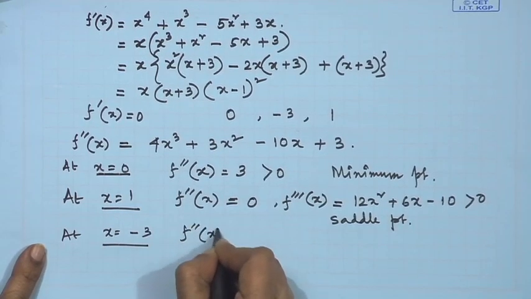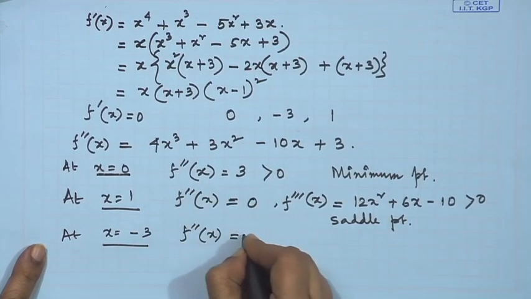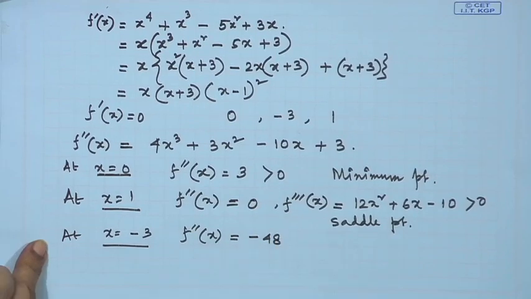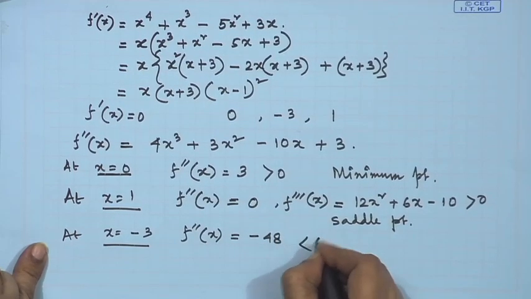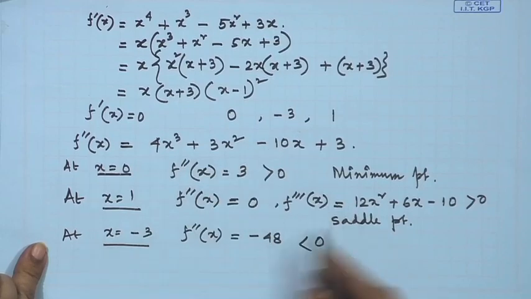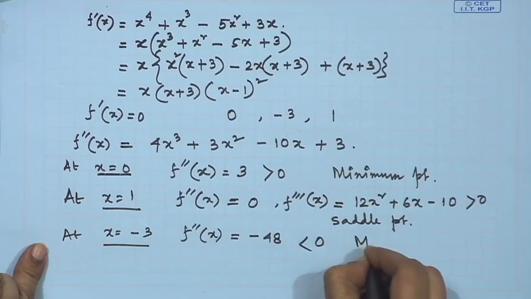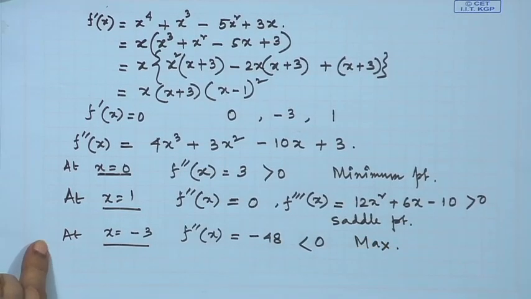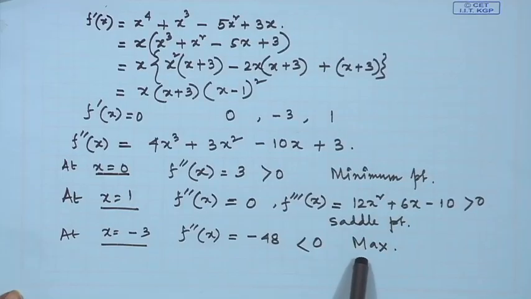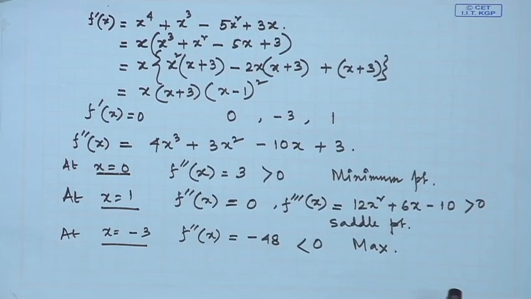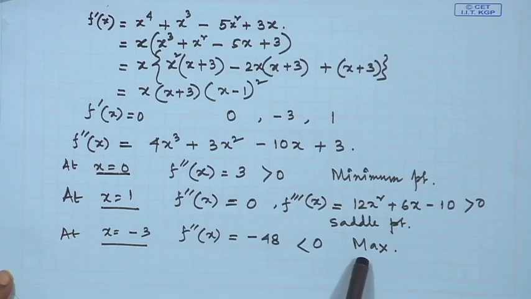f double prime x is coming as, I calculated, minus 48, that is negative. That means at x equal to minus 3, there is a maximum point. Now, if this is the information we are getting from the necessary and sufficient condition, what we can see from the function, if I just take the interval from minus 3 to plus 3, is that at minus 3 there is a maximum point.